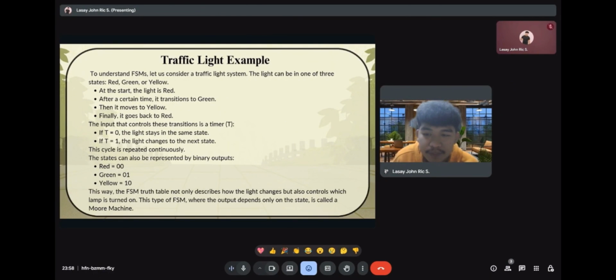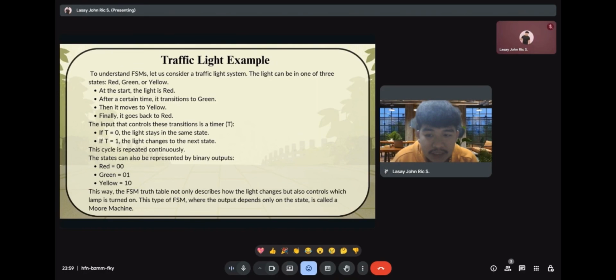The input that controls this transition is a timer. If t is equal to 0, the light stays in the same state. If t is equal to 1, the light changes to the next state. So this cycle is repeated continuously.